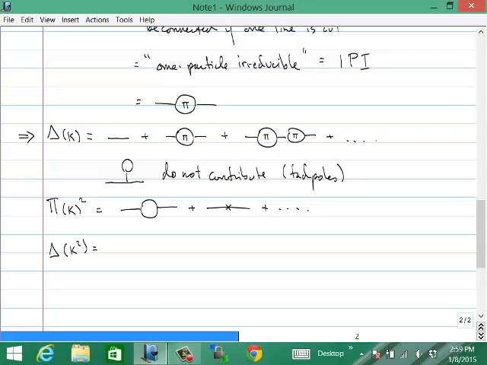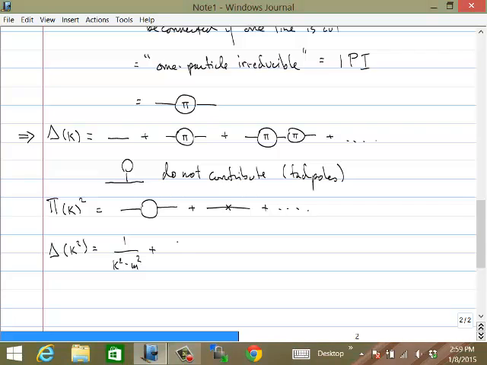So of course, the leading term is just 1 over k squared minus m squared. I'm leaving out my factors of i epsilon for a minute just to make the formulas a little simpler, but they'll come back to haunt us in a little bit. And then what is the next term?